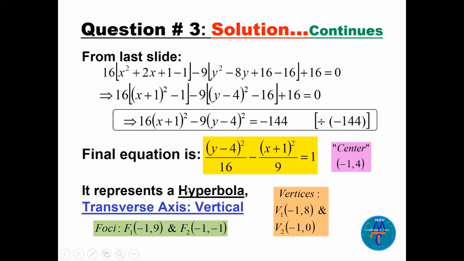So this equation represents a hyperbola. Transverse axis vertical, because they have the positive here under the y. These are the vertices if you want to find them. And this is the foci. You can check the formulas in the first slides.